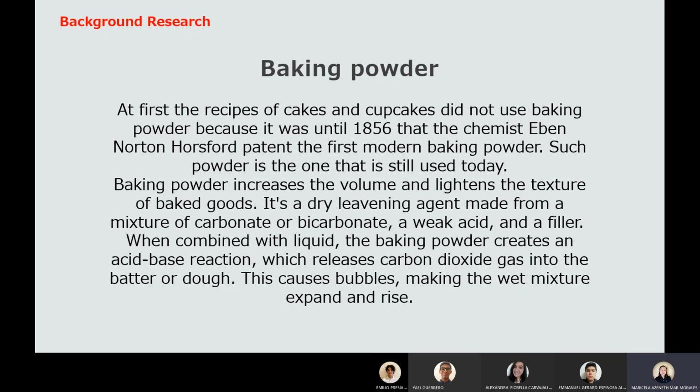It's a dry leavening agent made from a mixture of carbonate and bicarbonate, a weak acid, and a filler. When combined with liquid, the baking powder creates an acid-base reaction, which releases carbon dioxide gas into the batter or dough. This causes bubbles, making the wet mixture expand and rise.